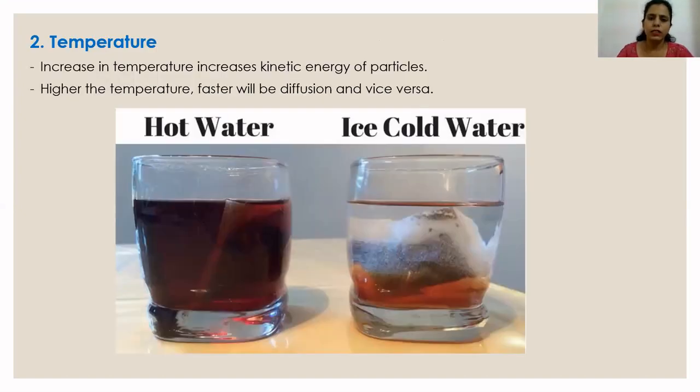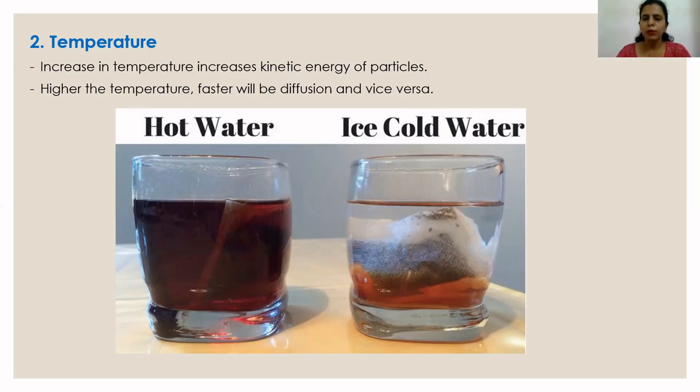The next factor which affects the rate of diffusion is temperature. So remember that if temperature increases, the rate of diffusion also increases, and if temperature decreases, the rate of diffusion also decreases. Now you know that in the process of diffusion, all these particles move from a region of higher concentration to a region of lower concentration, because all particles possess kinetic energy.